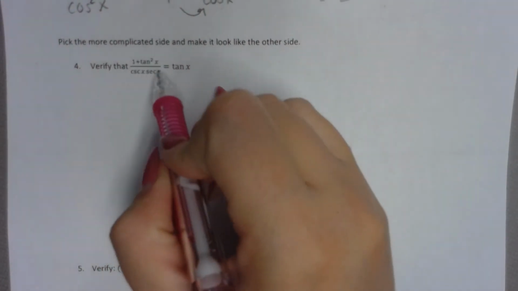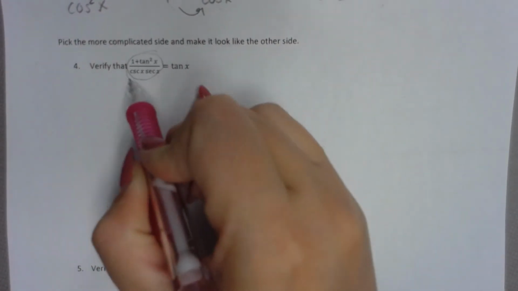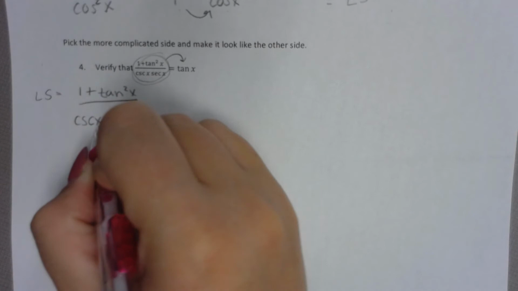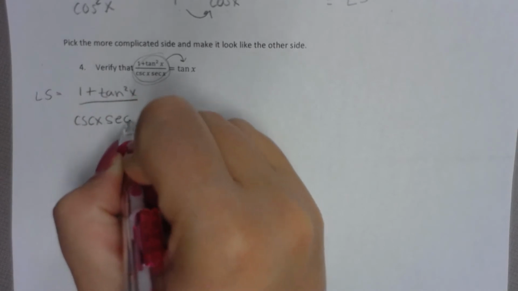All right, so in number 4, we're going to start with the more complicated side. So I would say the more complicated side here is the left-hand side, and I'm trying to make that look like the right-hand side. So I'm going to start with the left hand, which is 1 plus tangent squared over cosecant of x, secant of x.